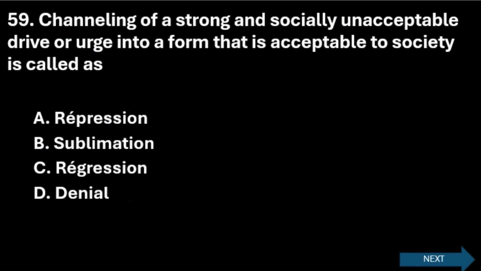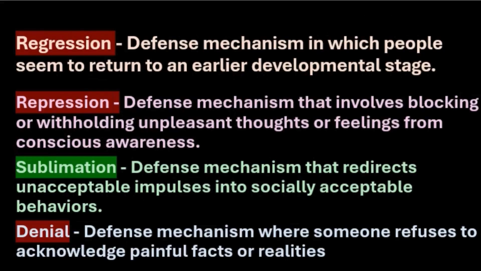Next question. Channeling of a strong and socially unacceptable drive or urge to a form that is acceptable to society is called option A repression, option B sublimation, option C regression, option D denial. The right answer here is option B sublimation. Let us go through these defense mechanisms.